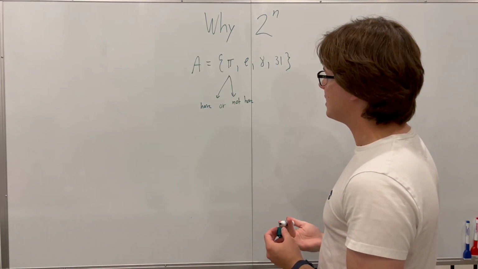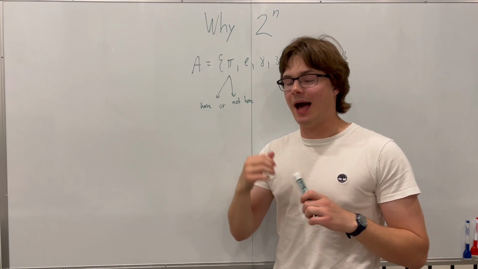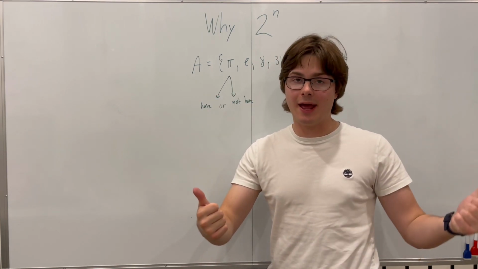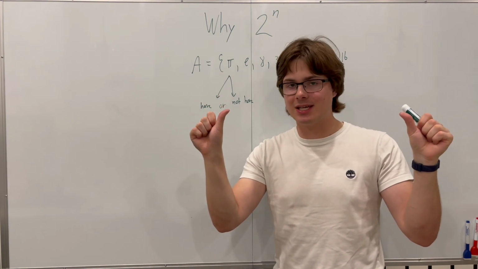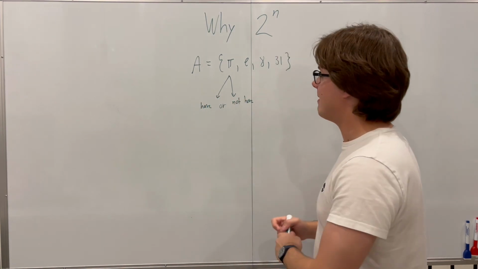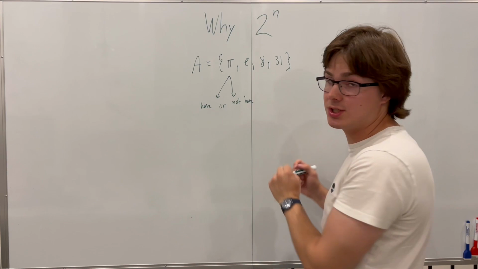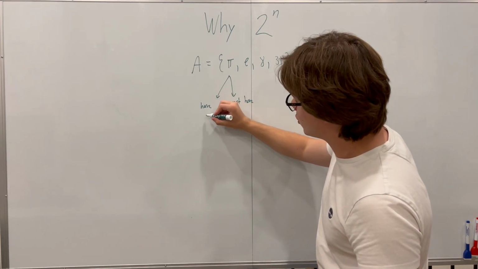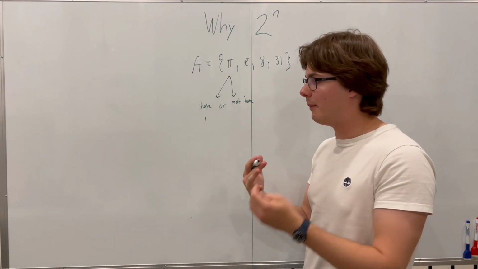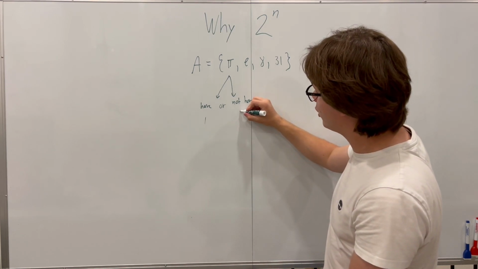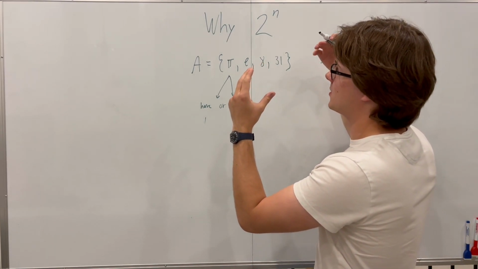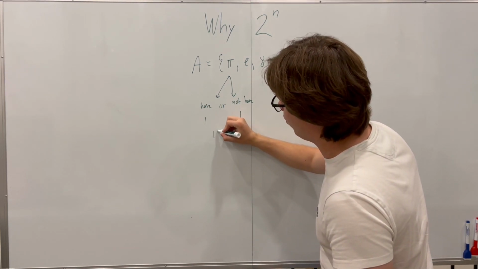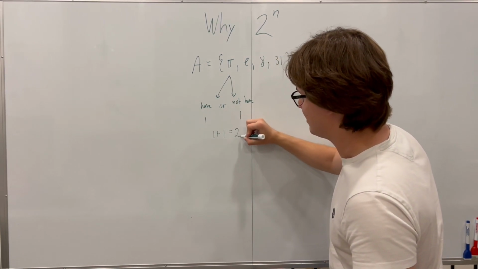So what we're going to find here is because a subset can either have pi or not have pi, and because these two scenarios cannot exist at the same time, it means that it's an or statement. So then this means there's only one option of it having pi and one option of it not having pi. So the total number of possibilities of a subset having pi is going to be 1 plus 1, which is going to be 2.